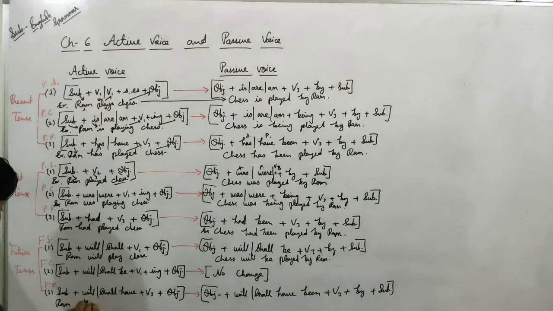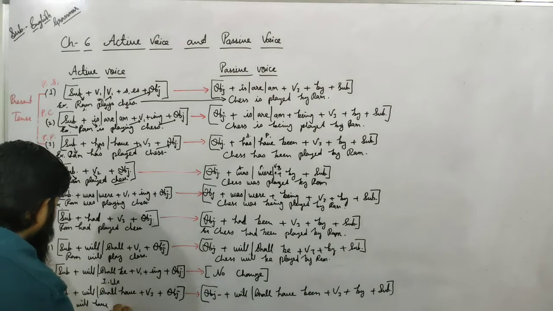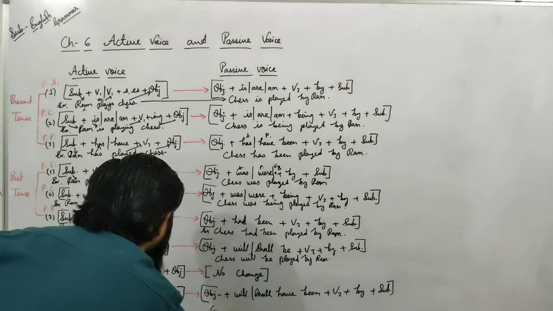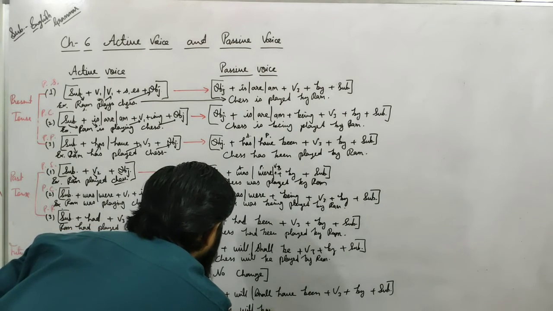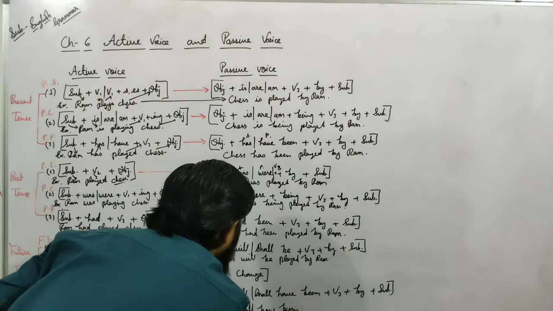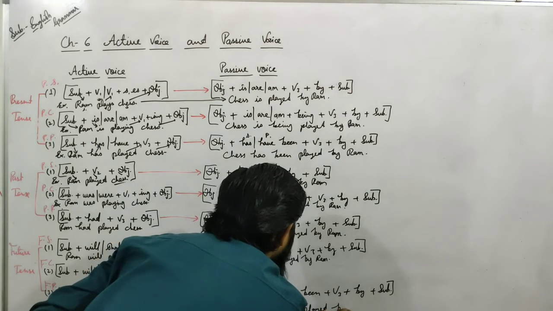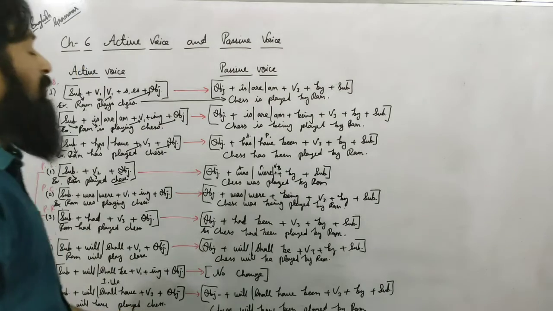Ram will have. We write will have because shall is always used with I and we. Ram will have played chess. Then chess will have been played by Ram. Dear students, this is the formation.